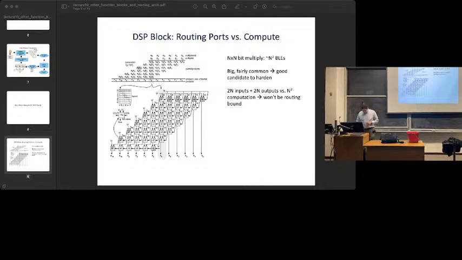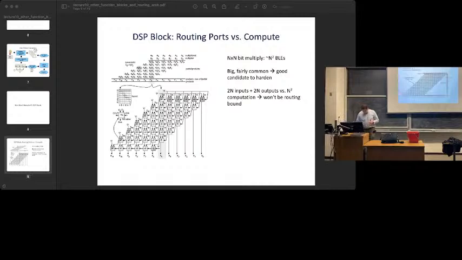If we're going to multiply two numbers of n bits each, we have 2n inputs. And then we produce one output, which is twice as wide, so 2n outputs. As long as n's not too small, that means we have much more computation than inputs and outputs. That's good, because it implies that making the computation more efficient is worthwhile, because we're not totally dominated by routing ports. Does that make sense? So it looks like a good candidate. And this is essentially the analysis that led to multipliers being hardened as new blocks in FPGAs.